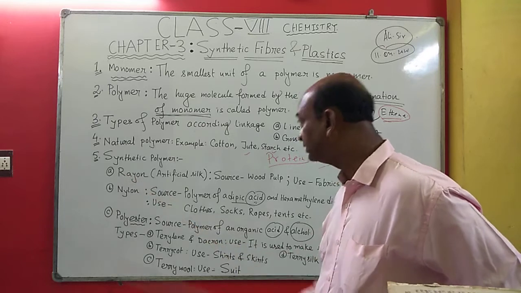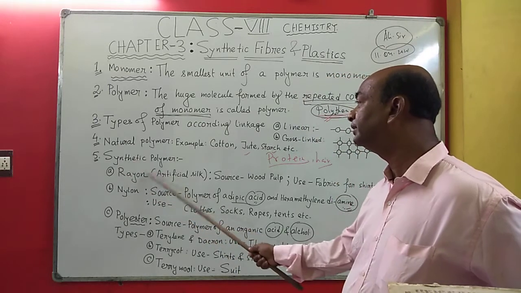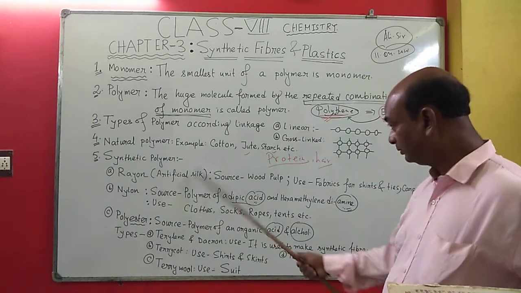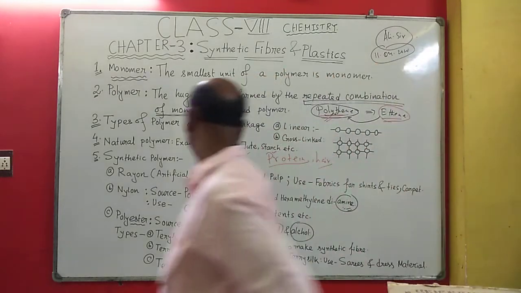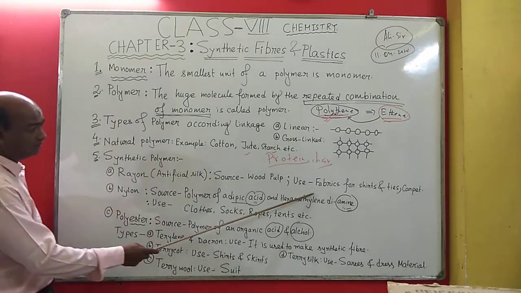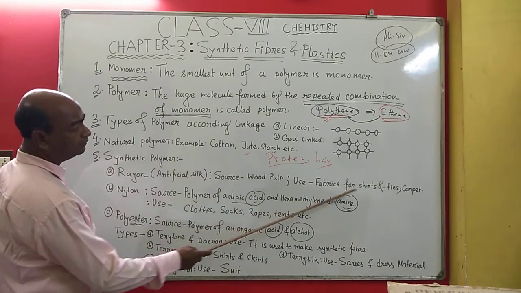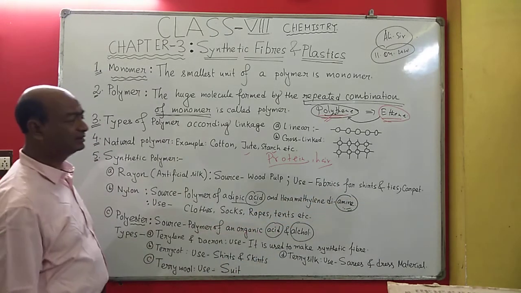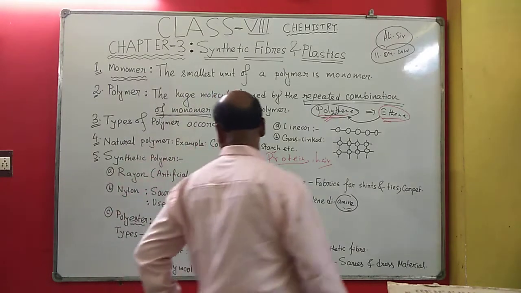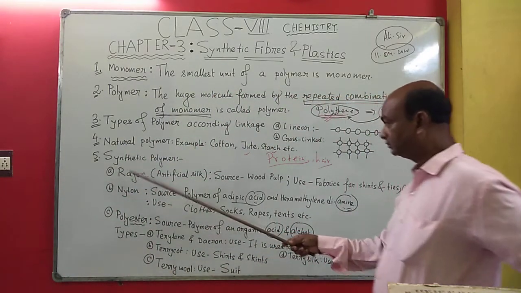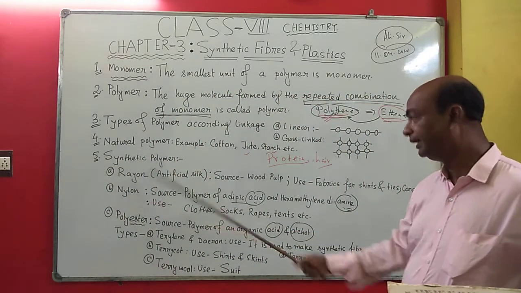An example is rayon. It is a synthetic polymer. We collect it from wood pulp, mainly the soft part of wood. We use it for making shirts, pants, sarees, ties, carpets, everything from rayon. Next is nylon. Another artificial polymer, that means synthetic polymer, is nylon.